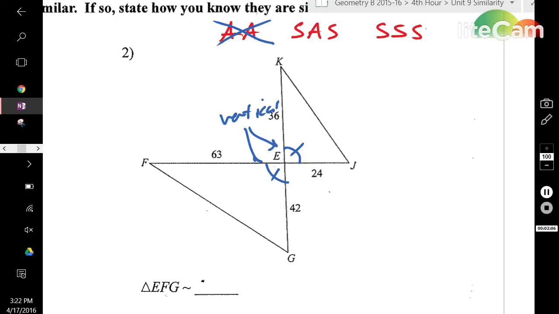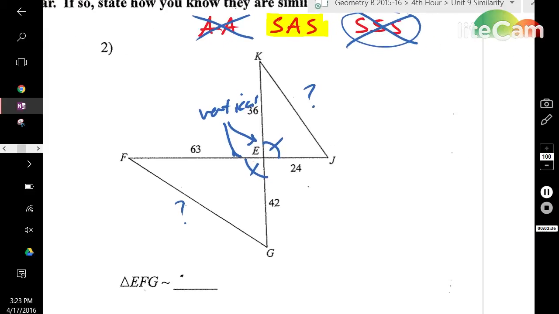Side, side, side, you need three side lengths in each triangle. And in EFG, there's 63 and 42, but we don't know this side length. And KJ is also unknown, so we can't use side, side, side. So we're going to look at using side, angle, side. Do we have an angle in between two side lengths? In this case, we do. These two vertical angles are both in between a pair of sides.